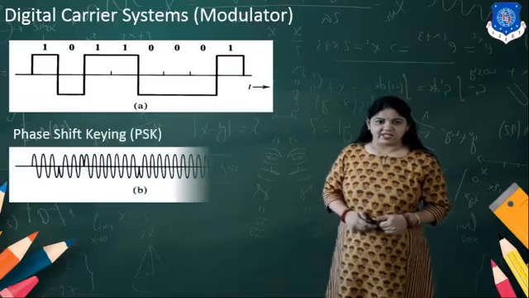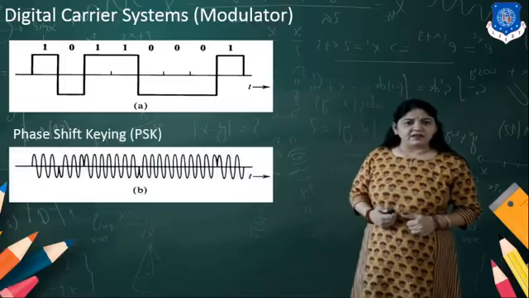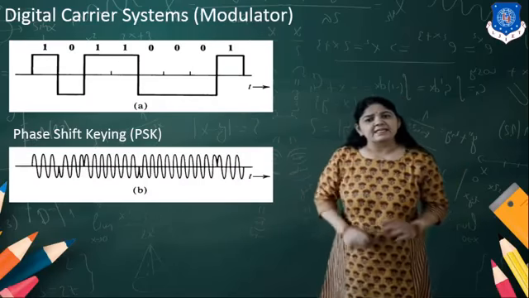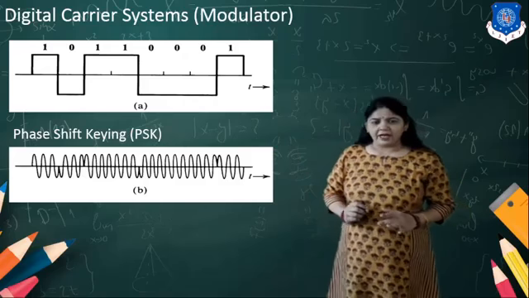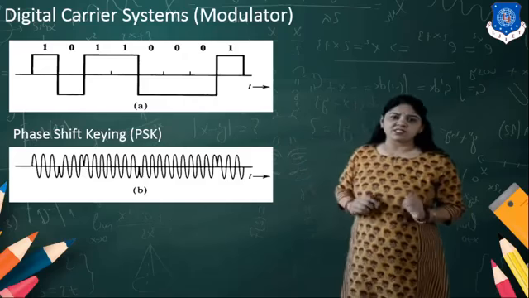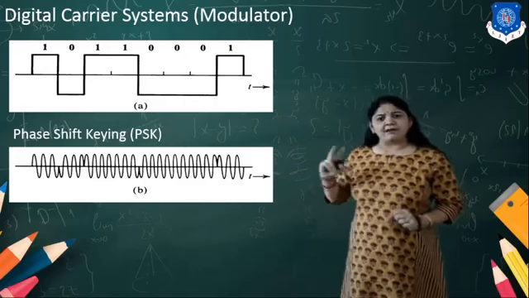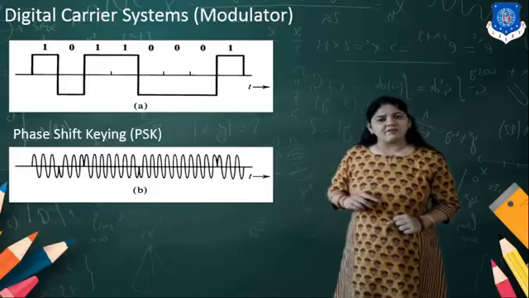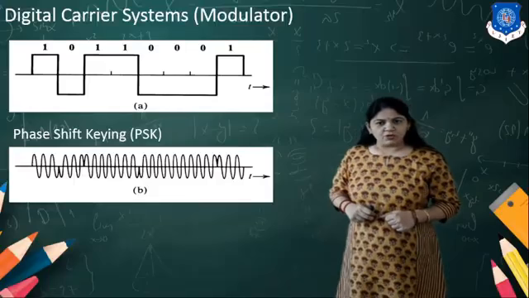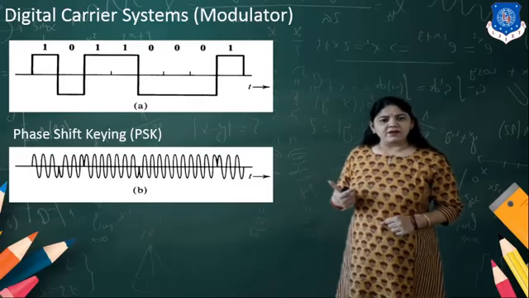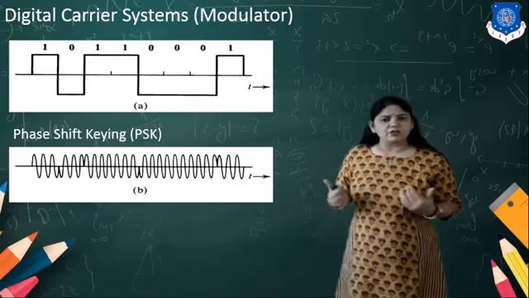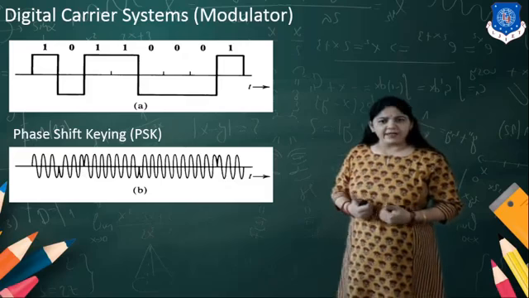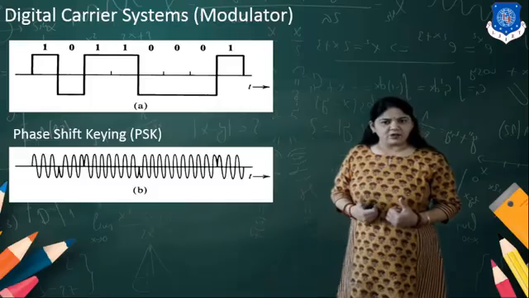Similarly, the phase shift keying. For the two binary data, that is 0 and 1, the total phase shift is 360 degrees. So we have two binary data, so it is 360 divided by 2. For the 1, we can have a 0 degree phase shift, and we can keep a 180 degree phase shift for the 0 data.